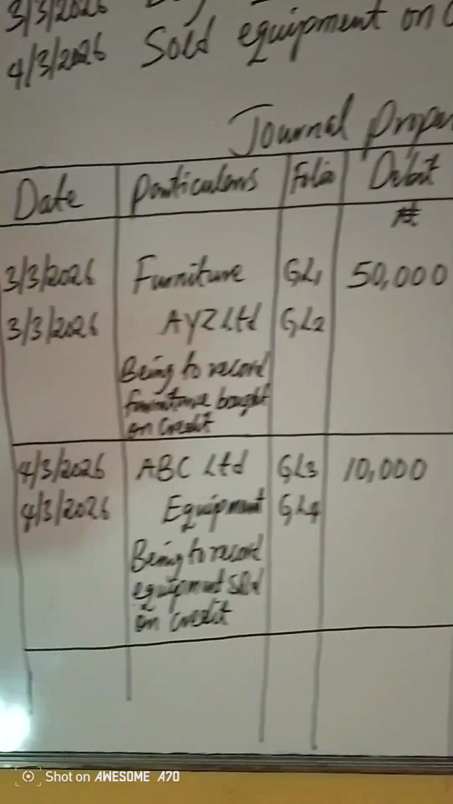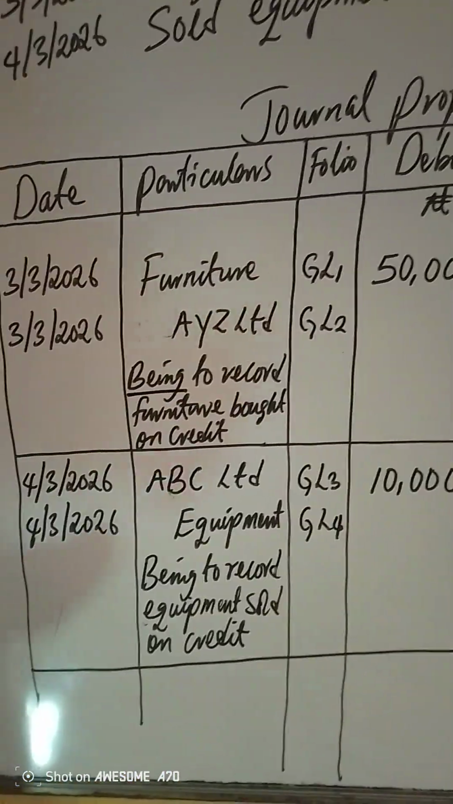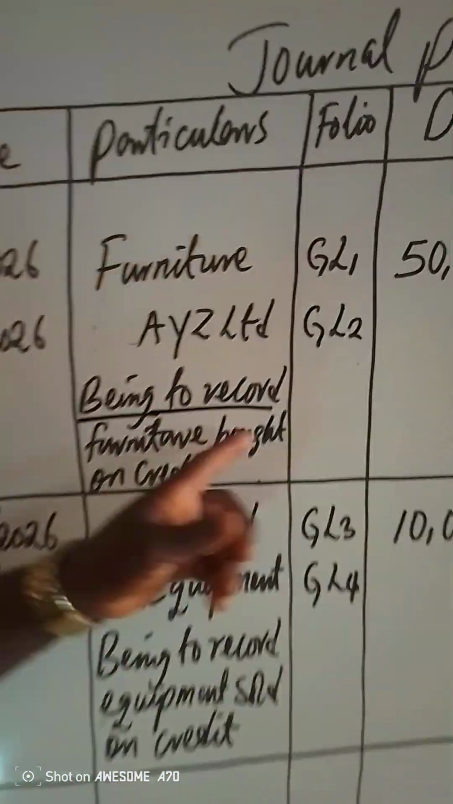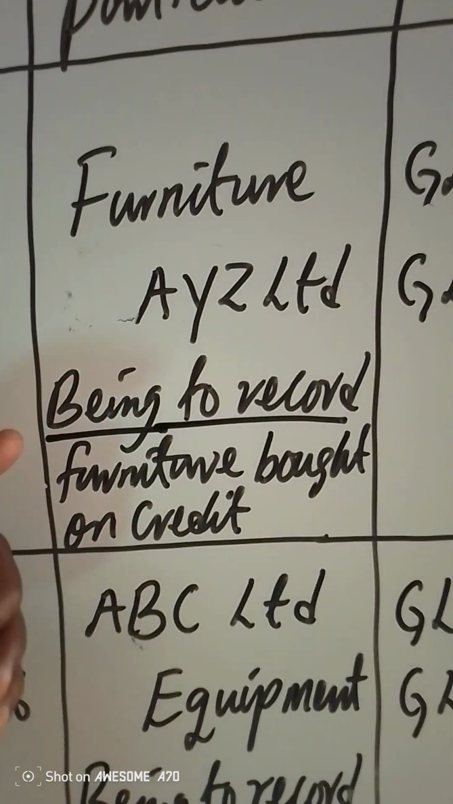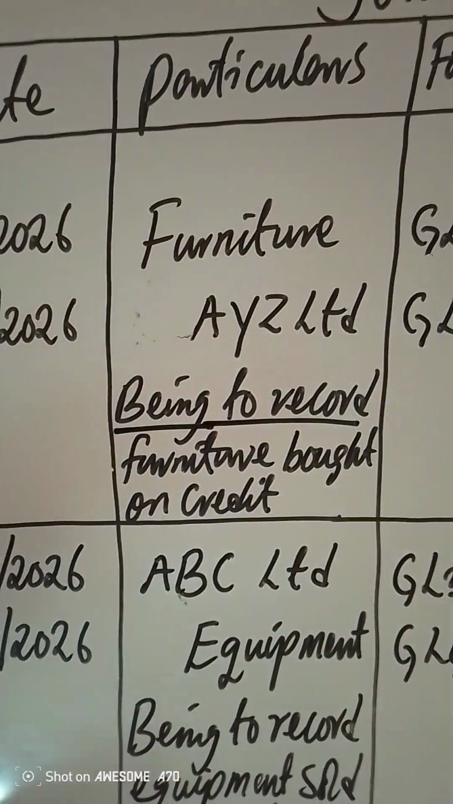So here you must start with the word "being". It's a key word. "Being to record" becomes the opening statement. You say, being to record furniture bought on credit. Very clear. You must not say being to record furniture bought on credit from AYZ. No, that is not it.